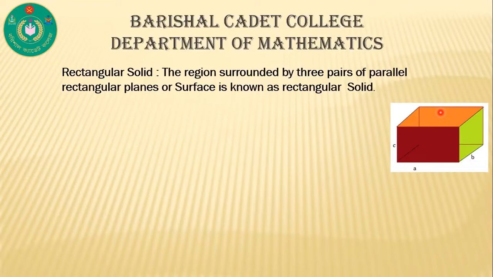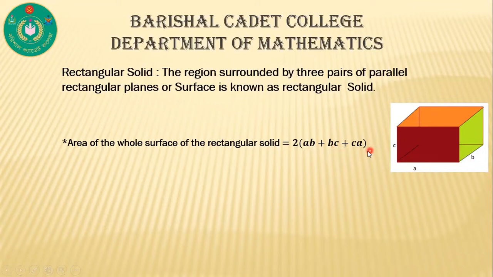Then we can write the area of the whole surface of the rectangular solid is equal to 2 into (AB plus BC plus CA). Here AB means length into breadth, BC length into breadth, CA length into breadth. The diagonal of the rectangular solid is equal to root of A square plus B square plus C square.